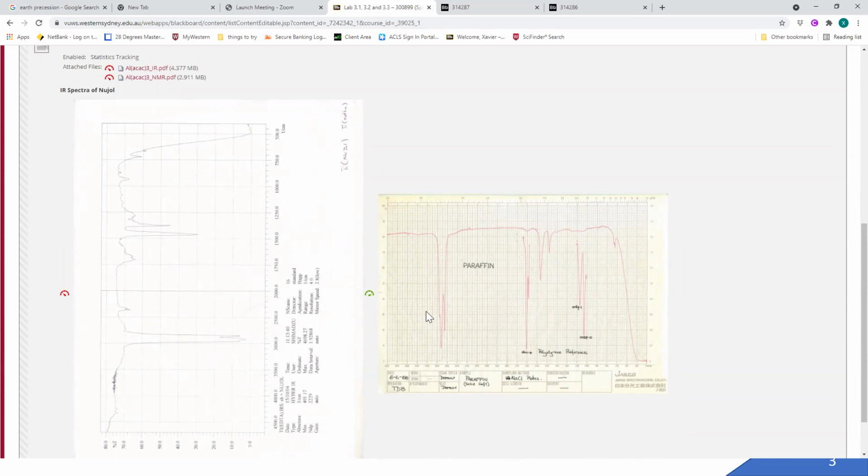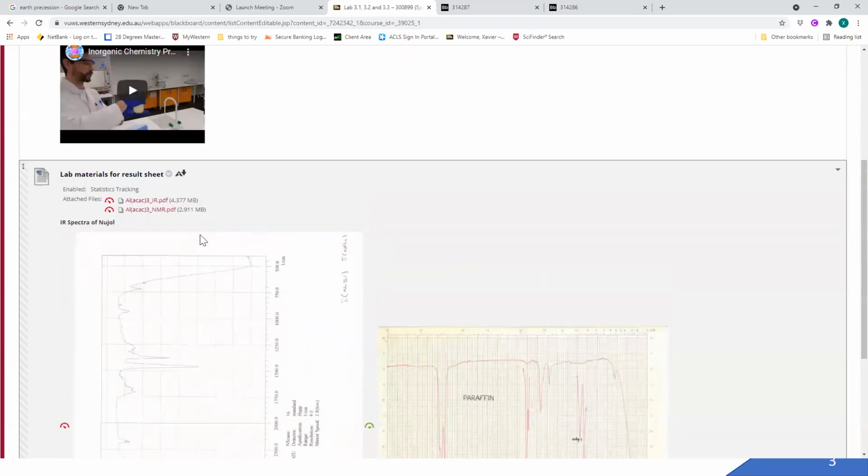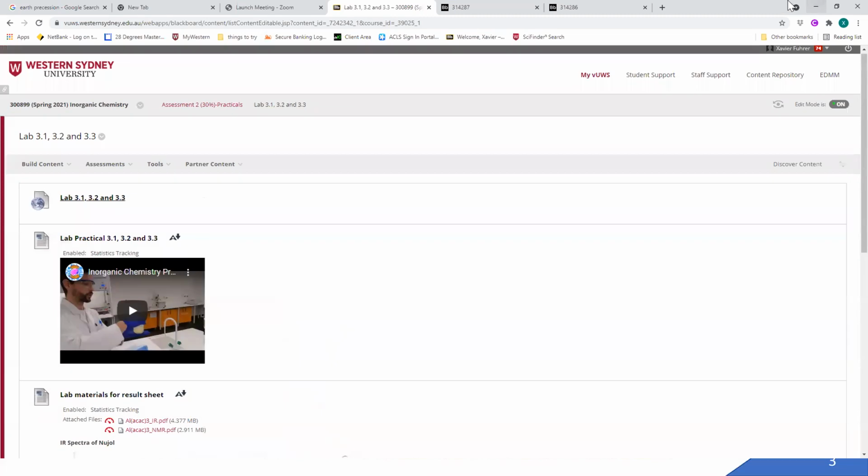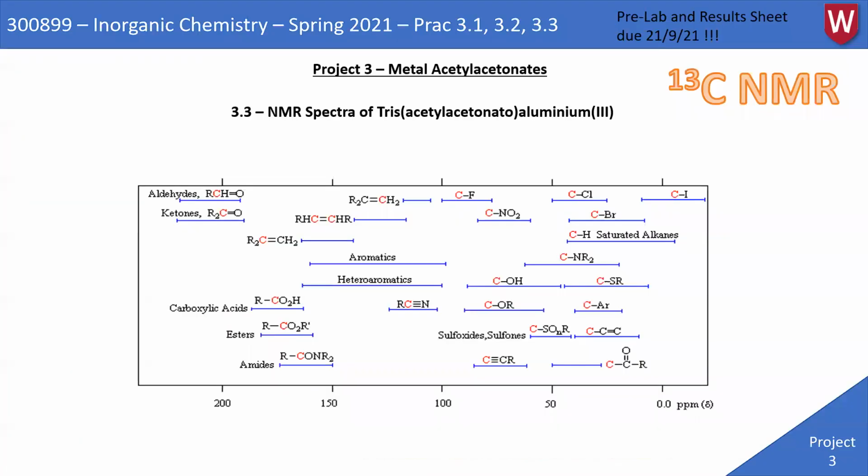Nujol or paraffin, which is like the substrate that we use sometimes for IR. So it's basically saying if you see these signals in the IR, you can ignore them because they come from the substrate, not from the compound itself. Okay, so hopefully that helps. Yeah, so that's the carbon NMR.